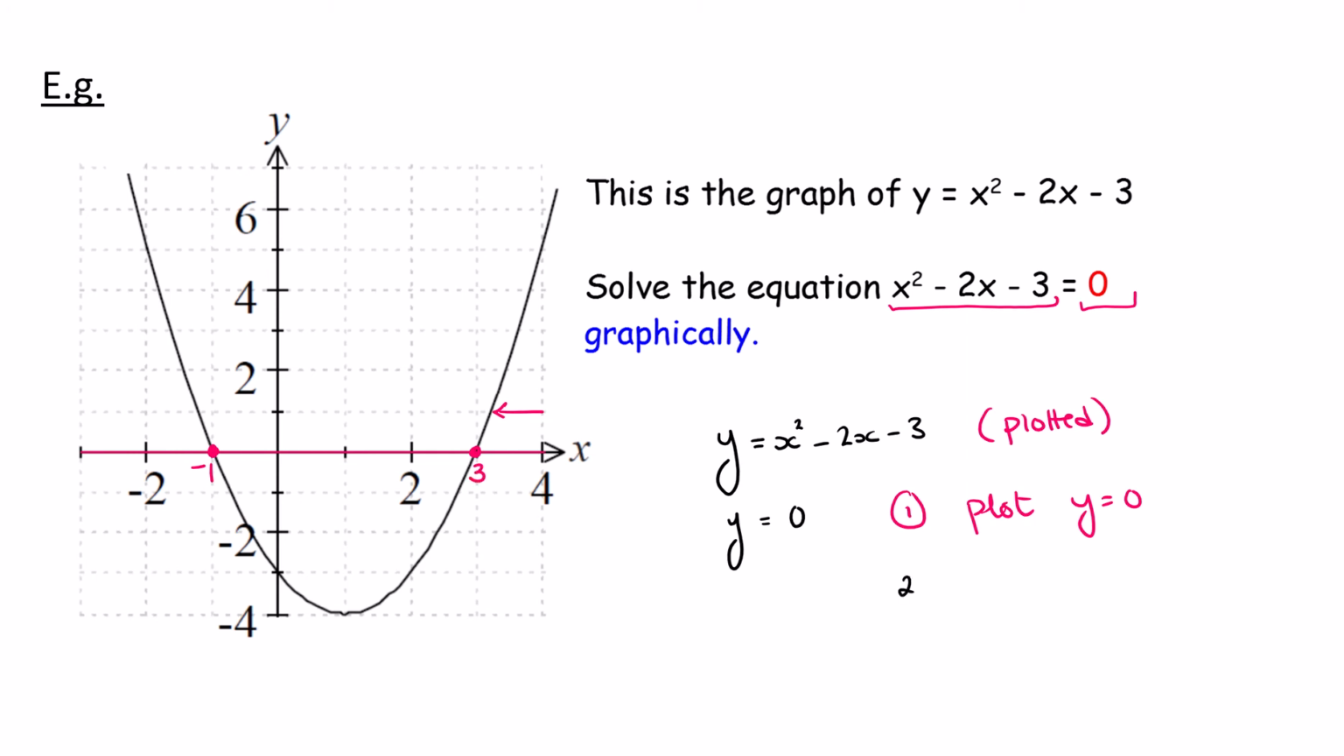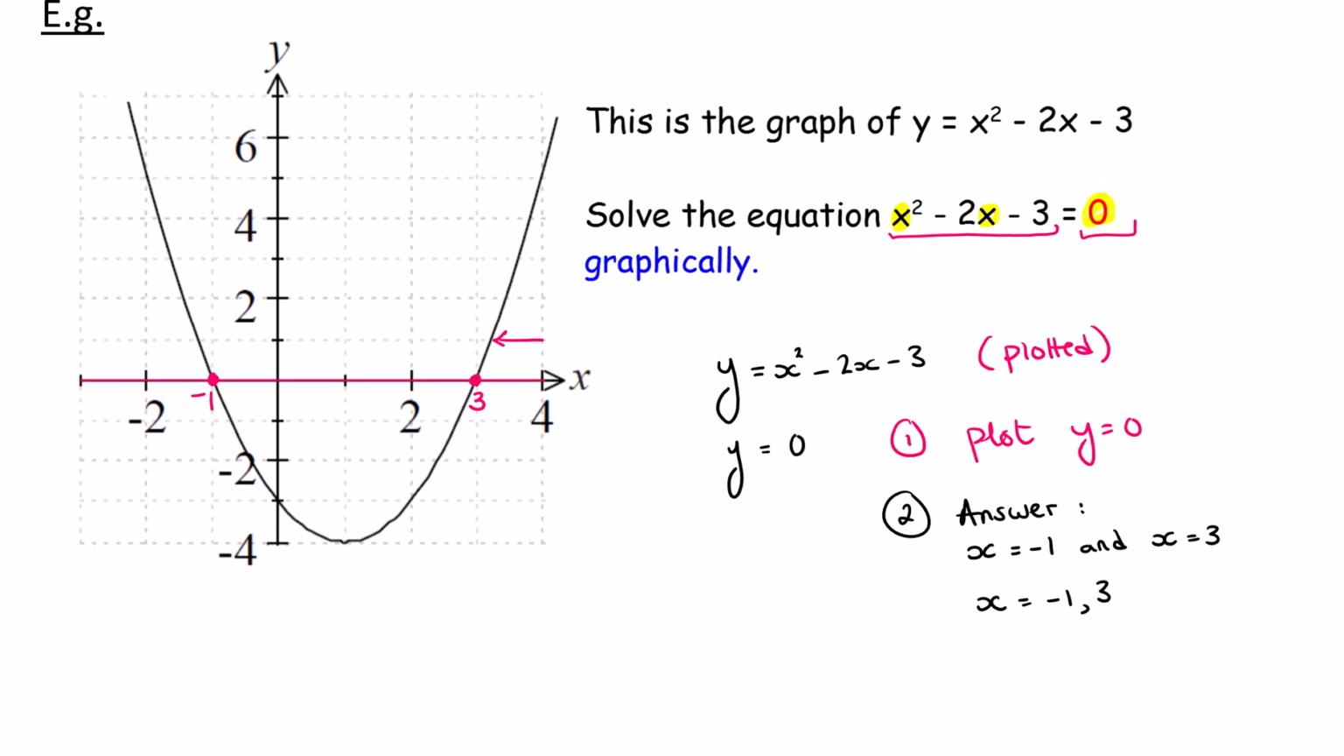So the second step is to actually give the answer. The solution to this equation is x equals -1 and x equals 3. You could actually just write it as x equals -1, 3. So these are the values for x. If you substitute these values in, you will actually end up with an equals 0. So I will show you what I mean.